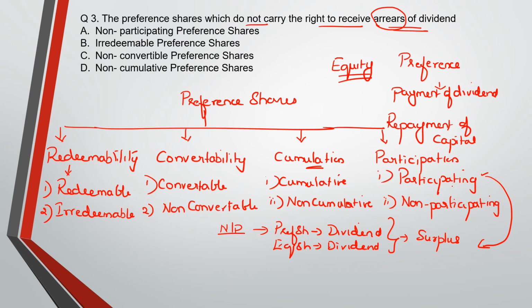So if the category of preference shares is where they will not get any such participation, right, then it is non-participating preference shares. So these are the different categories of preference shares. Now let us look at the options.